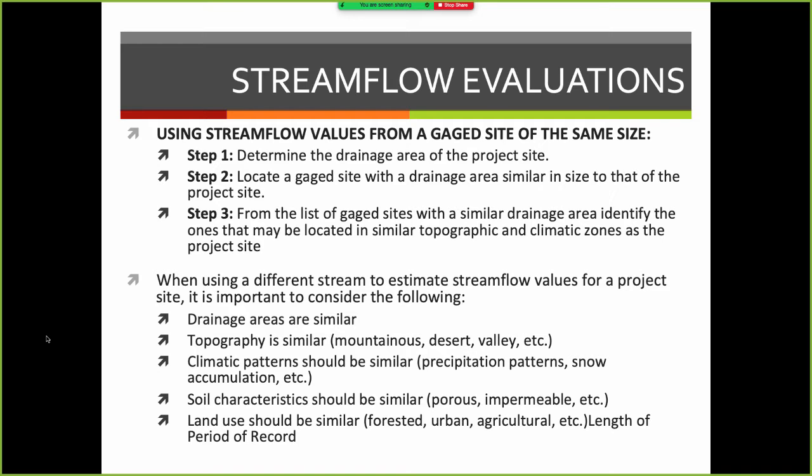The topography needs to be similar. So using a 100 square mile watershed in central Texas would not be a good comparable for a 100 square mile watershed in North Dakota. I'm making a gross assumption there that the topography of the two is sufficiently different. And by that topography, mountainous, desert, valley, pretty much roughly the same elevation changes and same morphology of the watershed as examined from aerial imagery.